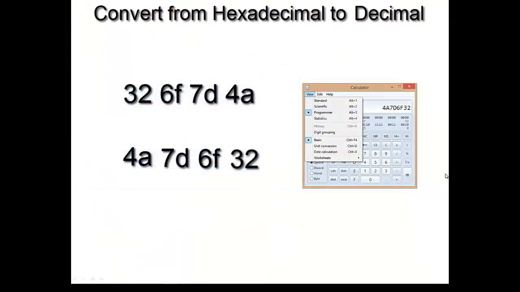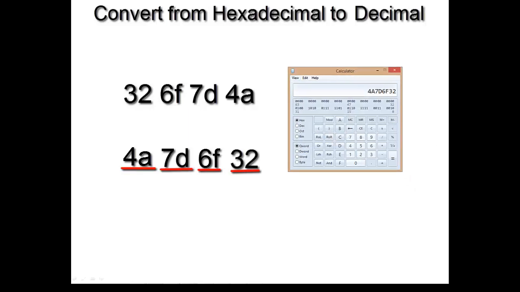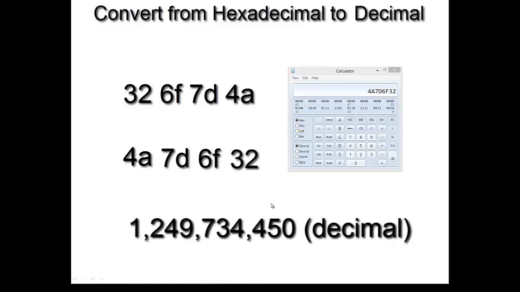When you convert, make sure that the Hex radio button is checked. Enter the values as little endian as described previously. 4A, 7D, 6F, 32. After you've finished entering the hex values, click the DEC for decimal radio button just beneath the hex button. You will get a value of 124,973,4450.